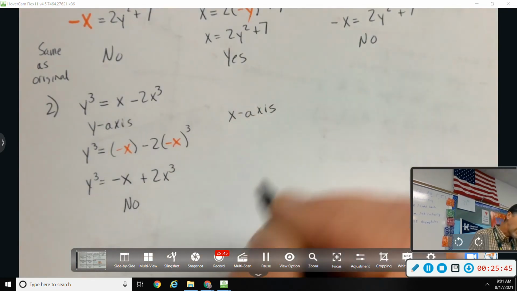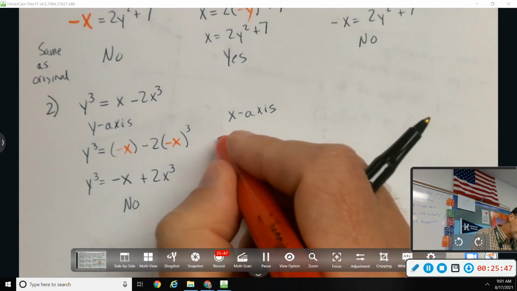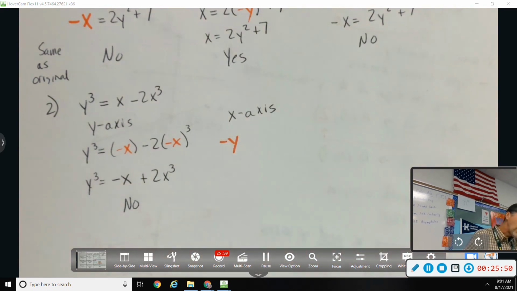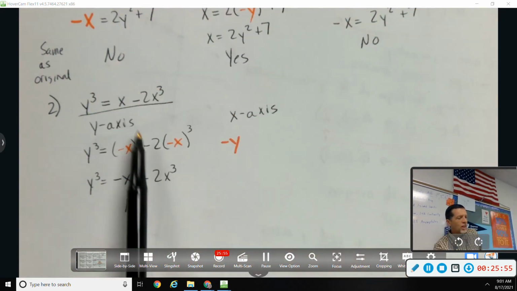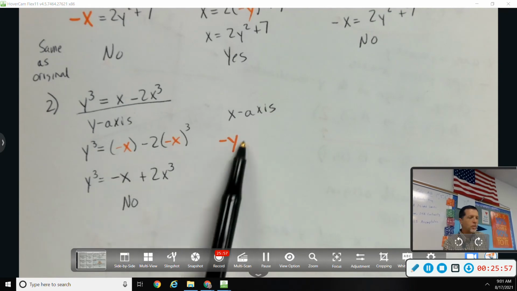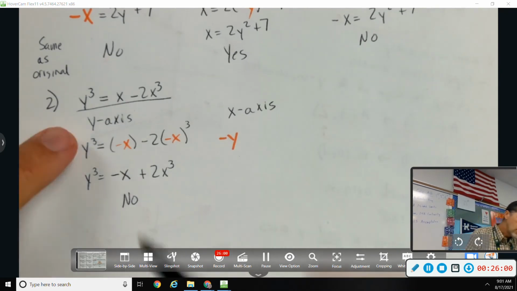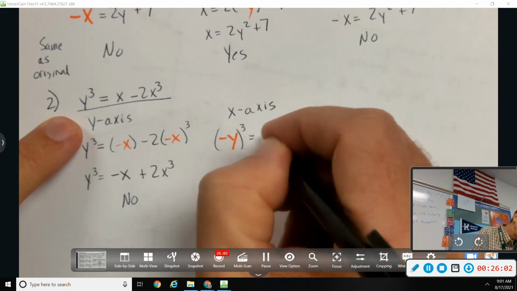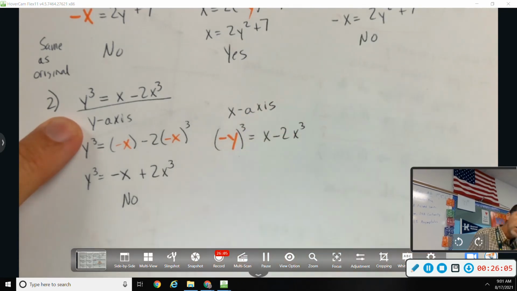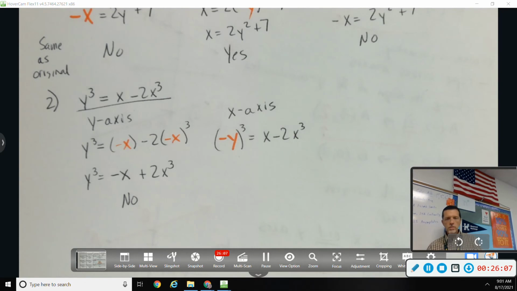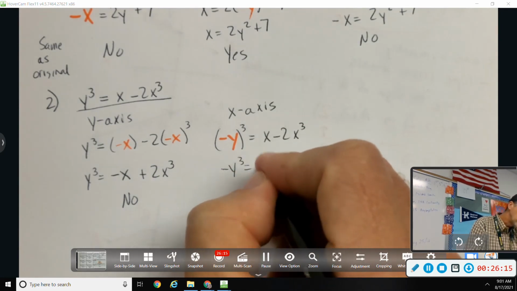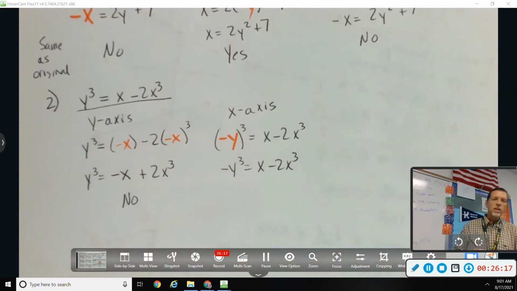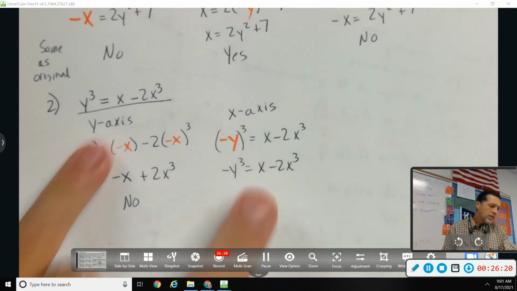All right, the x-axis test would be replace y with negative y. And again, you're always looking at the original. Some people get confused and they start replacing off of the replacement. No, you replace based on the original. So negative y cubed equals x minus 2x cubed. We just said if you cube a negative, it stays negative. So negative y cubed equals x minus 2x cubed. Is that the same as the original? No.